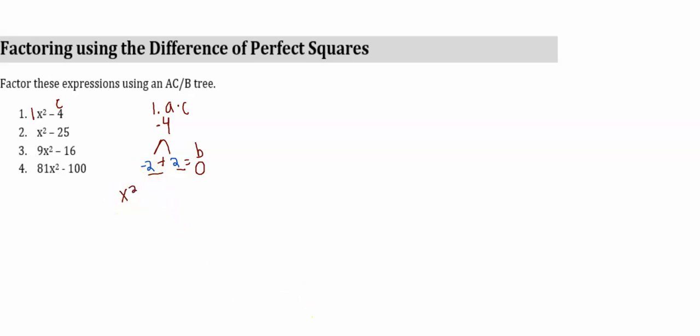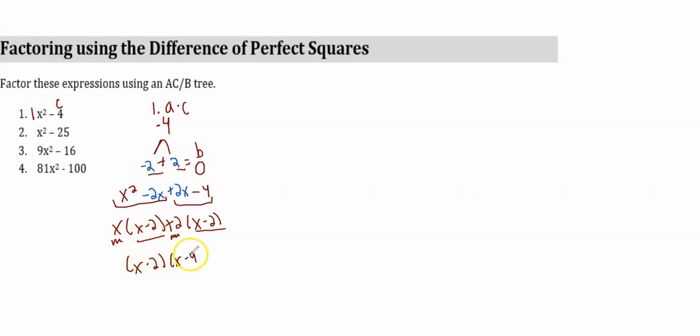So I'm rewriting 0x as minus 2x plus 2x minus 4. I can pull out a 4 and a 2. So here's my matching, here's my leftovers. I have an x minus 2 as my matching, x plus 2 as my leftovers. So this becomes x minus 2 and x plus 2.